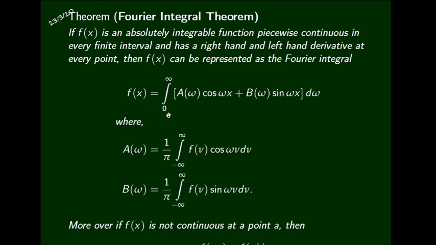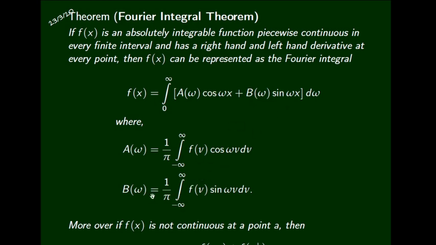So f of x can be written in this form: integral 0 to infinity a of omega cos omega x, where a of omega is equal to 2 by pi integral 0 to infinity f of nu cos omega nu d nu. That is called the Fourier cosine representation. Similarly, if the function f of x is an odd function, then odd into even becomes odd. So integral minus infinity to infinity of an odd function becomes 0. That means a of omega is equal to 0. Also this expression becomes f of x equal to integral 0 to infinity b of omega sin omega x. That is called the Fourier sine representation.